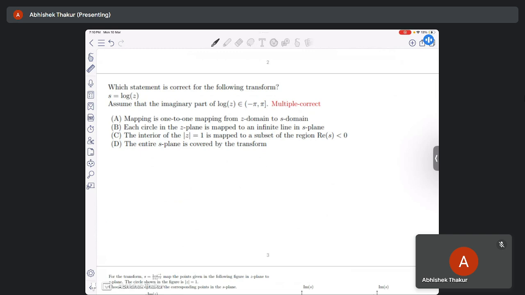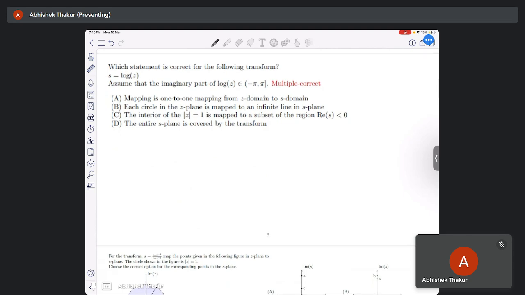So we'll move on to the second question. Which statement is correct for the following transformation? S is equal to log z. Assume that the imaginary part of log z lies in between -5 up to +5. So the transform here is S is equal to log z, and z is equal to a e to the power of j omega.